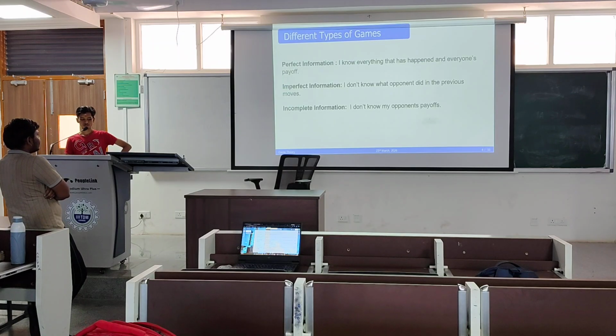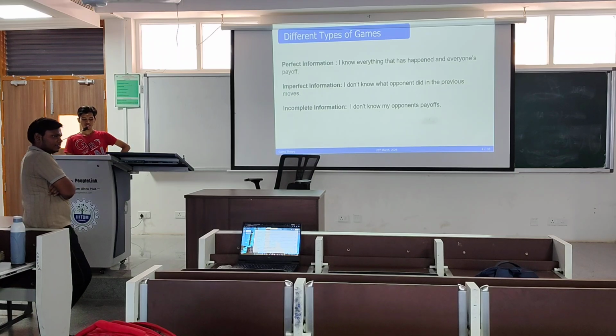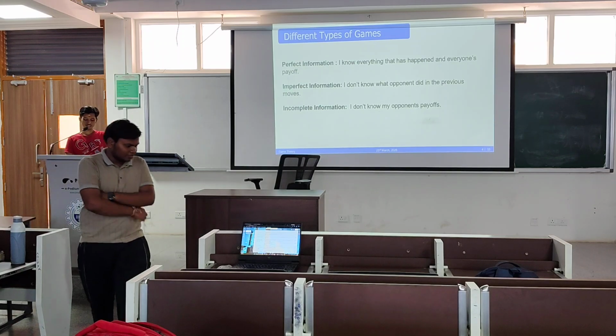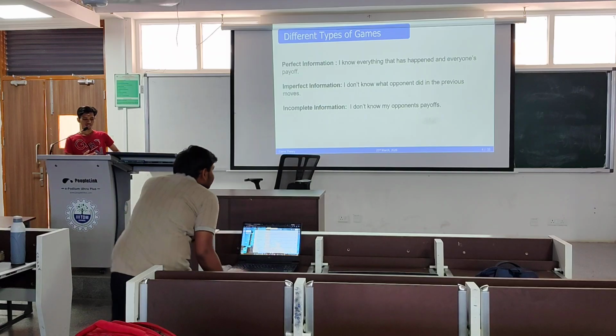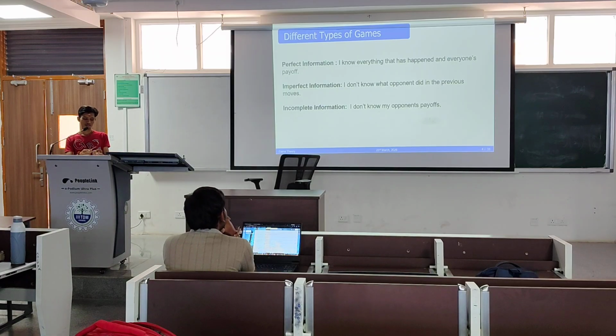So different types of games. We have perfect, imperfect and incomplete games. Perfect information means I know everything that has happened and everyone's payoff. Imperfect information means I don't know what the opponent did in the previous moves. And incomplete information means I don't know my opponent's payoffs. So this is the first, intermediate and third one.